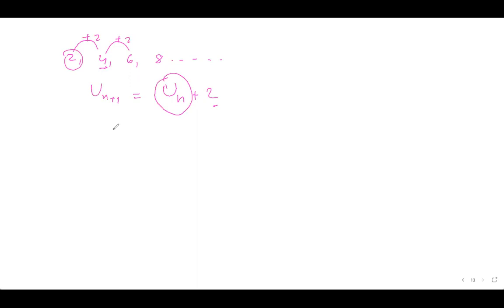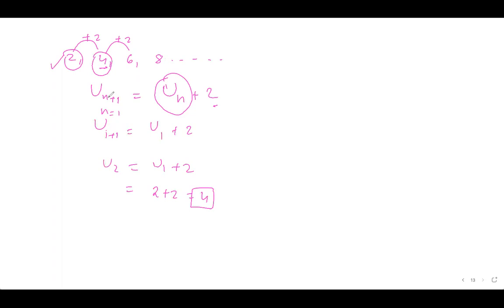So for example, if I wanted to find out u2, if I take n as 1 here, I get u(1+1) equals u1 plus 2. So u2 that you get is u1 plus 2. And you can see that in the question, it has been given that u1 is nothing but 2. So 2 plus 2 is 4, which is quite evident. So this is like defining a recurrence formula.